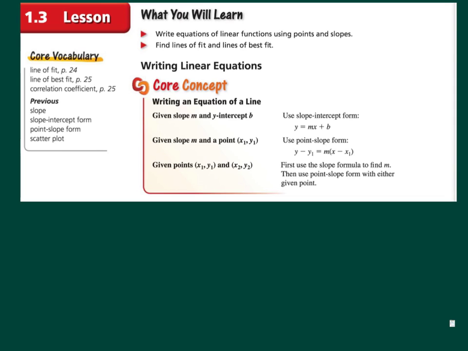So you're going to see things where we have to pick the best line of fit, and you'll see that over in your core vocabulary there to your left. You'll also see equations where there's a line given and some information about that line, and you're supposed to write an equation given the following information.